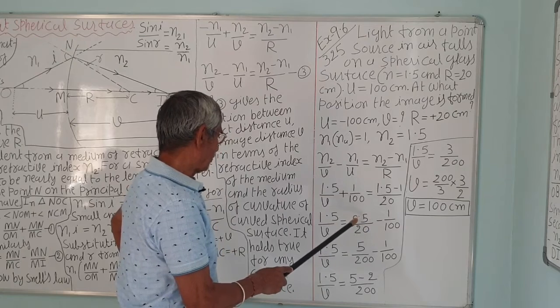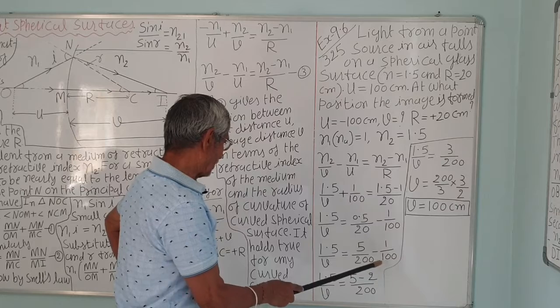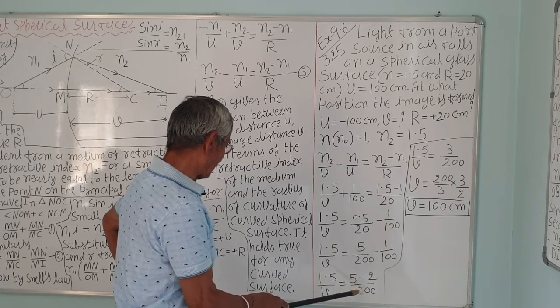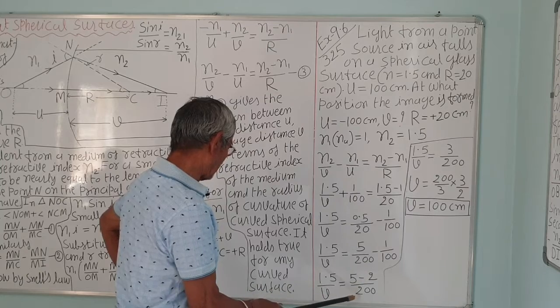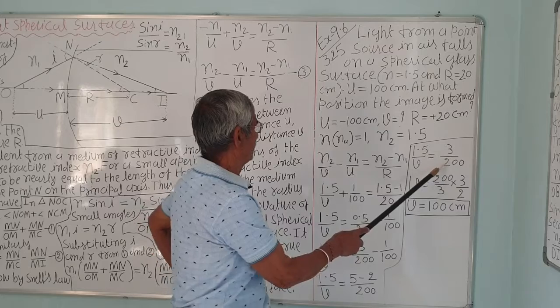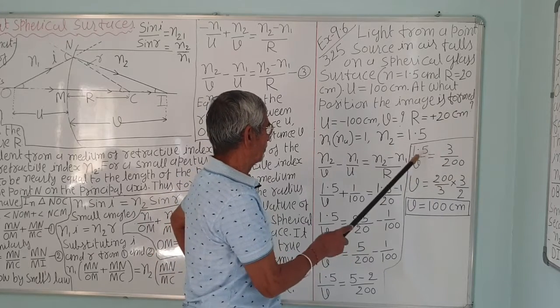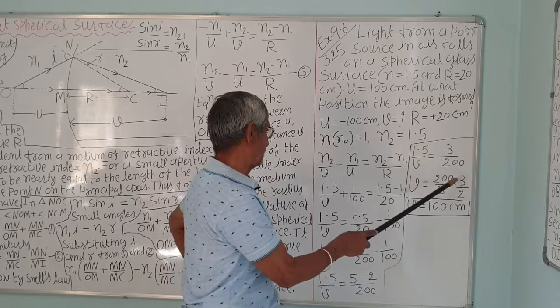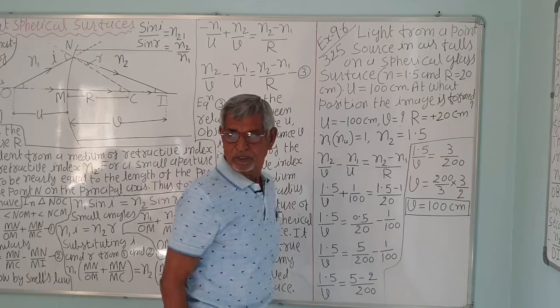Simplify it: 1.5 upon v is equal to 5 upon 200 minus 1 upon 100. This is 0.5, that is 5 upon 10, so 5 upon 200. LCM is 200, very simple. So this is 5 minus 2, that is 3 upon 200. 1.5 upon v is equal to 3 upon 200. So v is equal to 200 upon 3 multiplied by 1.5, that is 3 by 2. 3 cuts, and 2 cuts with 200 to give 100. So the answer is 100 centimeters.